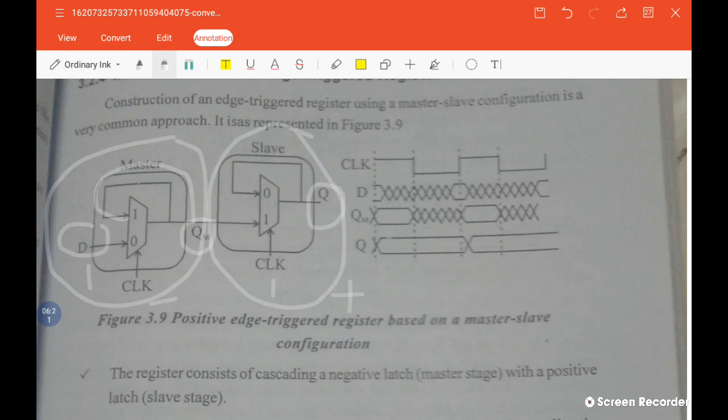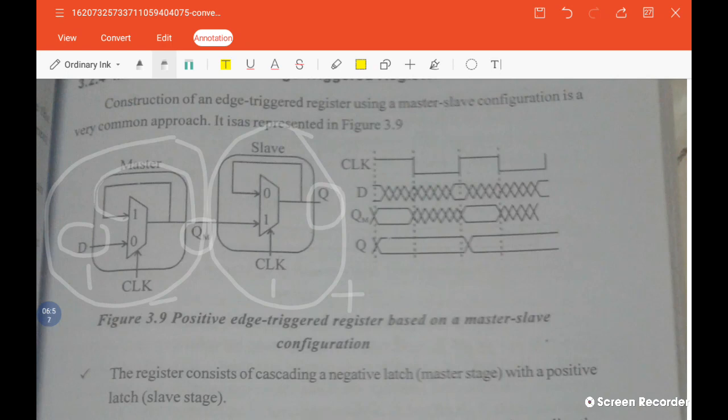I think now you would have understood why we call this register a positive edge triggered register. By combining the master latch and slave latch we formed a register. That register passes the data D to Q only when the clock signal is high. Only when the clock is high does the D input come out as the output at Q. Understood? That's why we call this a positive edge triggered register.